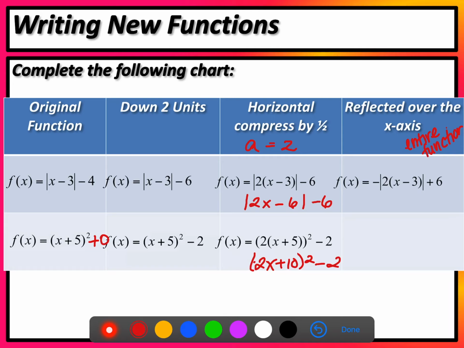And then reflecting it over the x-axis, you want to make sure you apply that to the entire function. Okay, but that's only for a reflection. It's not for a vertical stretch or compress. So the negative goes in the front, and it also changes the sign on your k. Okay, so this is our first type of problem for today, where we're just completing the chart.